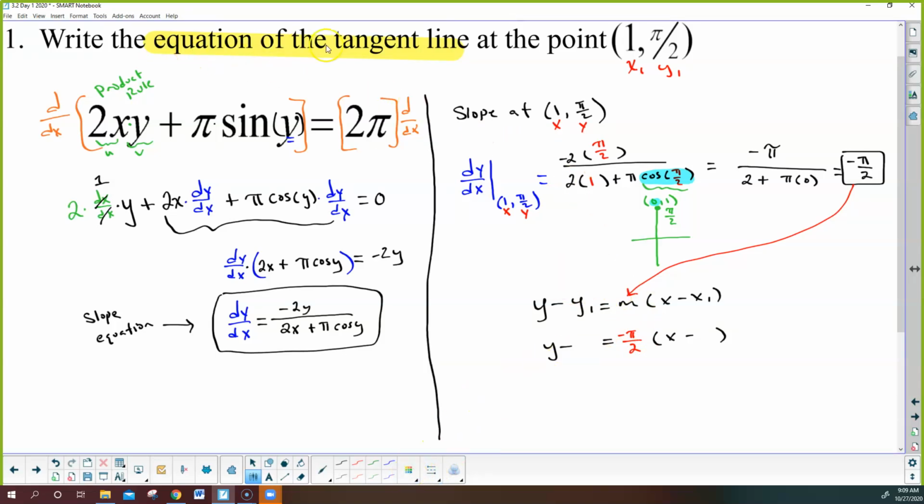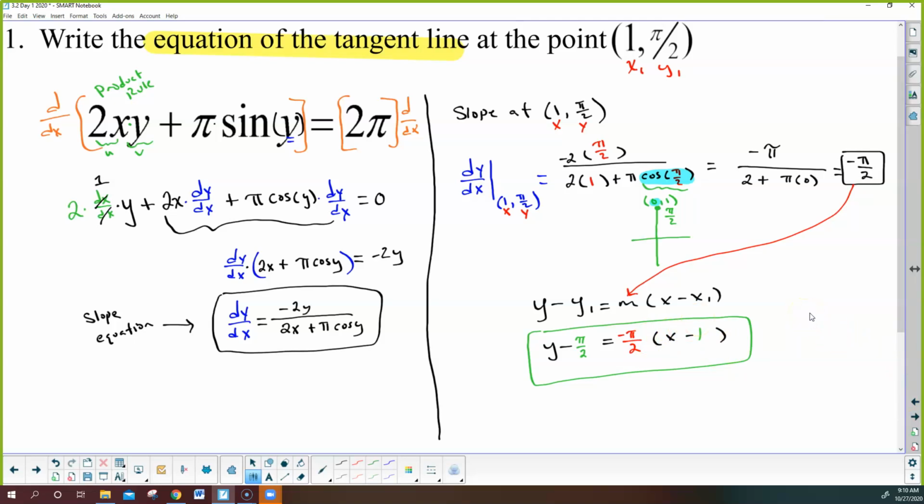And then to finally write the final answer, write the equation of the tangent line at the point when x1 is 1, when y is pi over 2, and then we found the slope at that point. We're done. You could distribute and solve. That's not going to be super friendly, so I'm just going to leave it just like that.